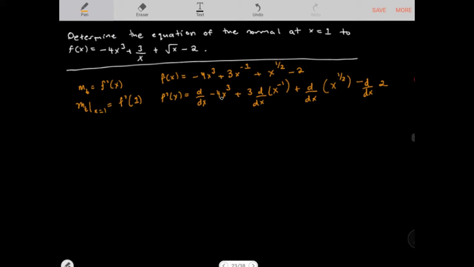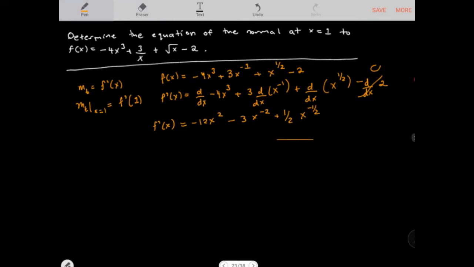The derivative of negative 4x cubed, you're just using the power rule here. So f prime of x is equal to negative 4 times 3, negative 12x squared, plus negative 1 times 3, so minus 3x to the power negative 2, plus 1/2 x to the power negative 1/2, minus, well, this is 0. The derivative of any constant is 0, so we don't actually have to write that. We'll leave it like that.